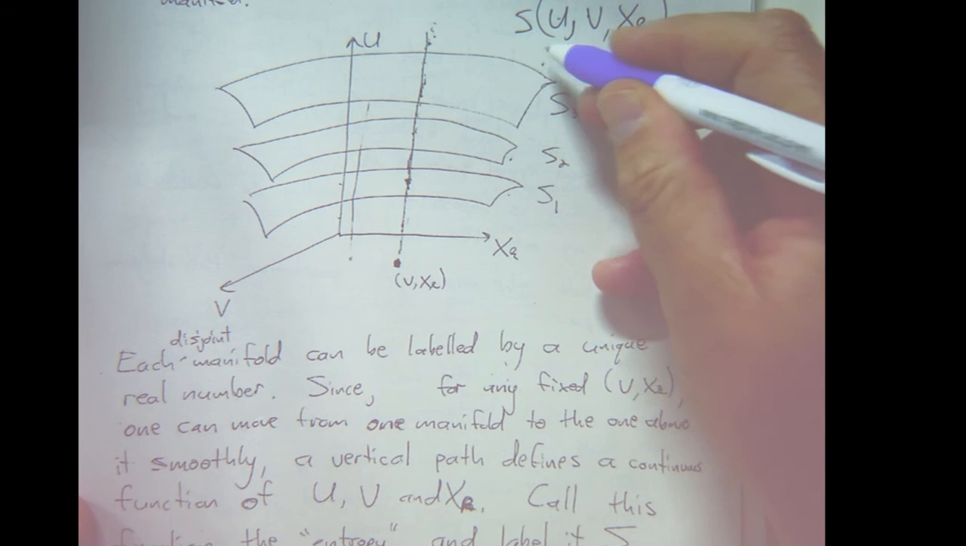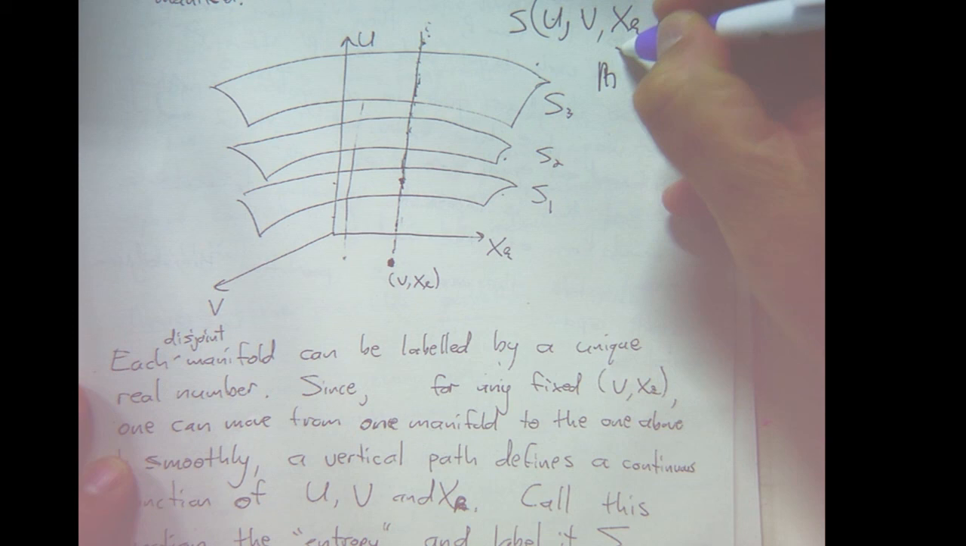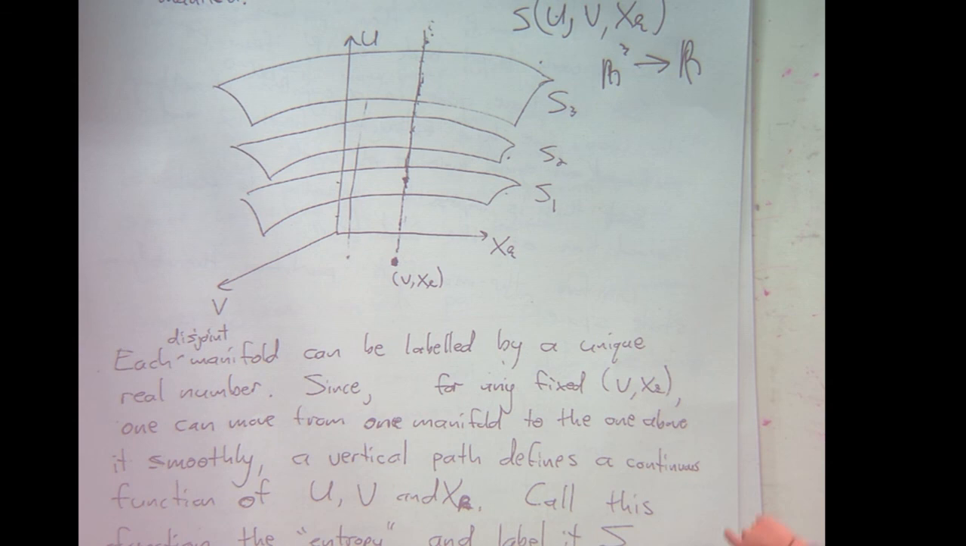So what that says is that depending on three variables, u, v, and x, I've got a mapping in this case. Let's say that's just a single variable. I've got a mapping from R3 to R. That's what I'm saying. I've just constructed it. Does the path have to be straight? Yeah, in this case, it just makes it easy to make it straight.